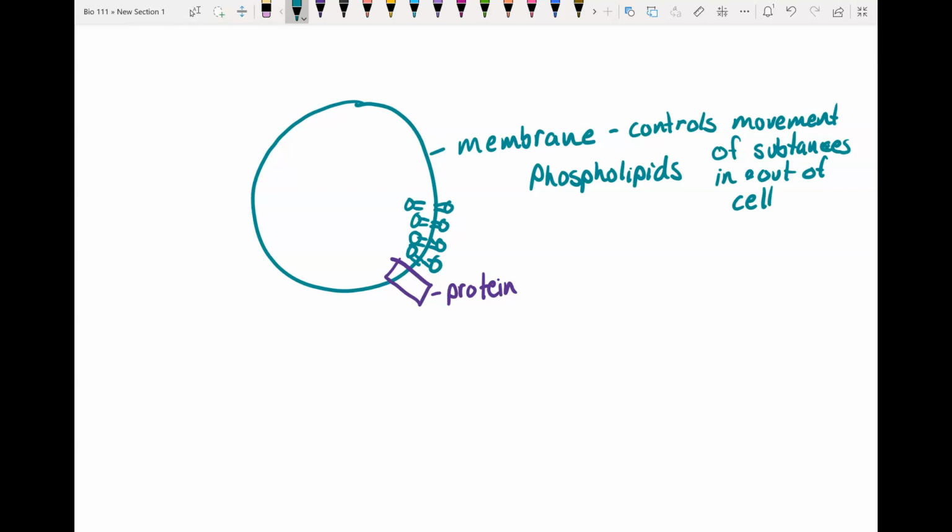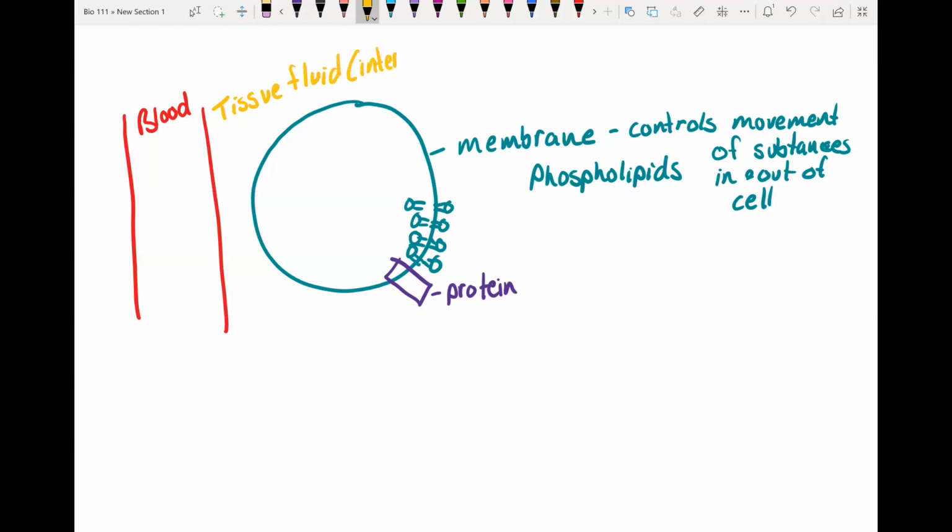So you have your blood, and then you also have your tissue fluid. Tissue fluid is also called interstitial fluid. And substances move back and forth. So let's say, for example, you eat. When you eat food, you get glucose in your blood.